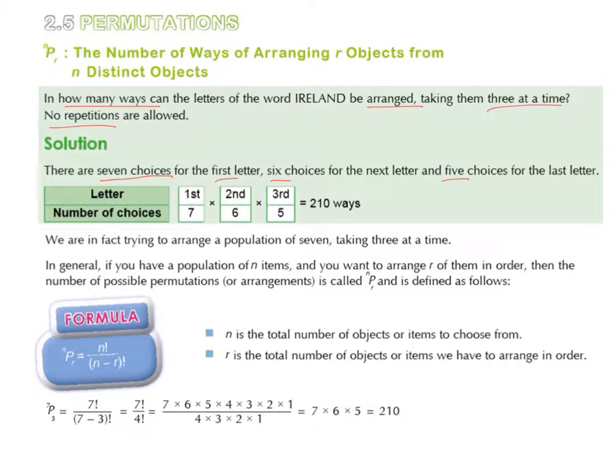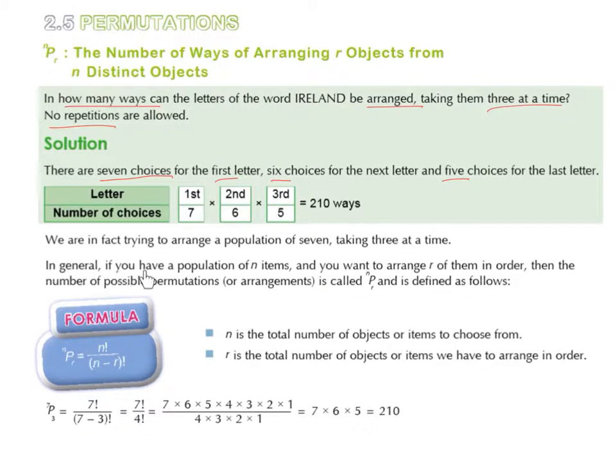So we want to arrange the letters of the word Ireland. There are 7 letters in total, and we want to take them 3 at a time with no repetitions. The first letter we have a choice of 7. Then using one of those, it doesn't matter which one, we're left with 6 choices for the second. Then we've used 2 out of the 7, so we're left with 5 choices for the third. And 7 by 6 by 5 is 210 ways.